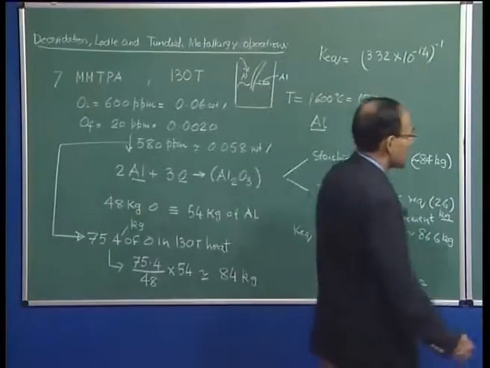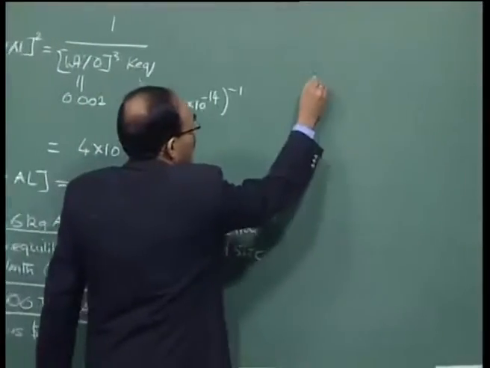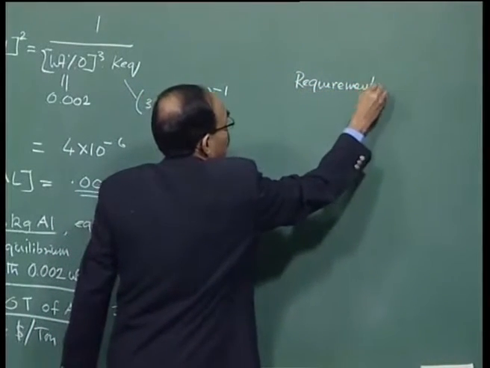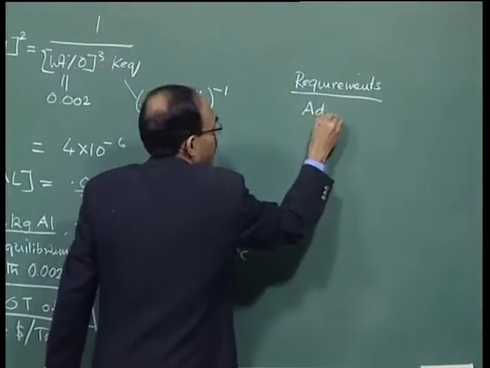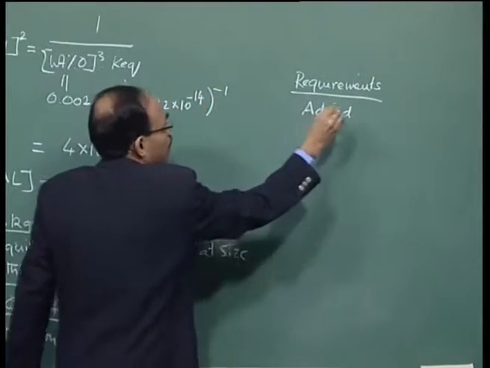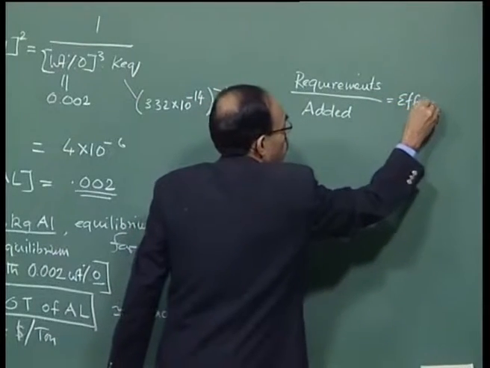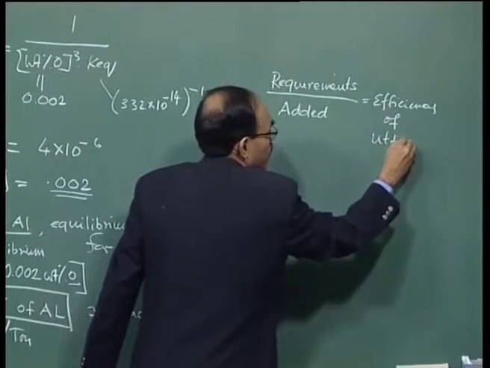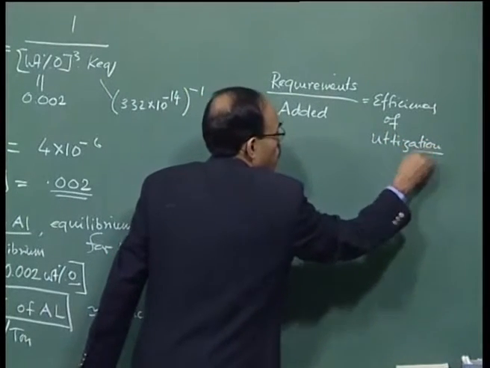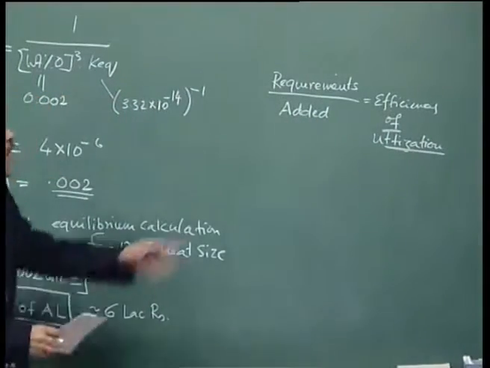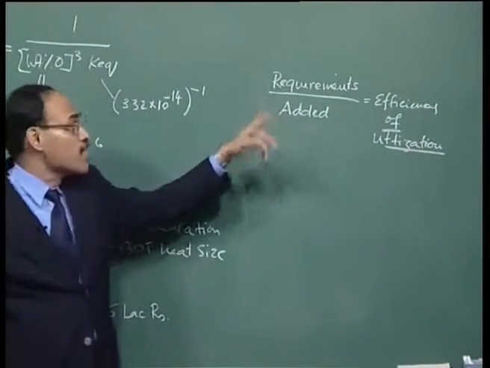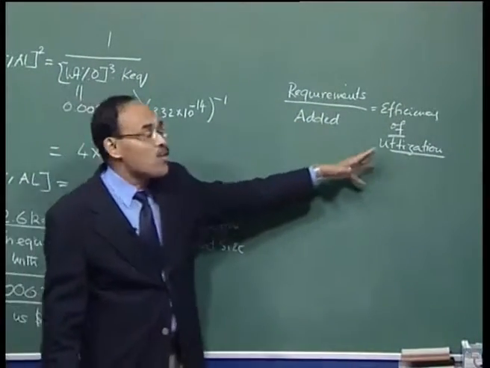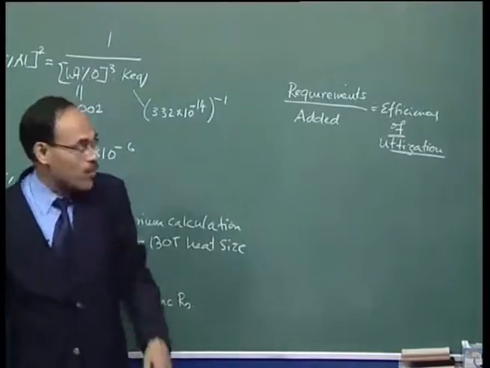So this requirement, divided by what is added, determines the efficiency of utilization. Okay, so the requirement is how much? The requirement is 86.6 kg, but we are going to add more than 86.6 kg, and as a result the efficiency of utilization is going to be less than or equal to 1.